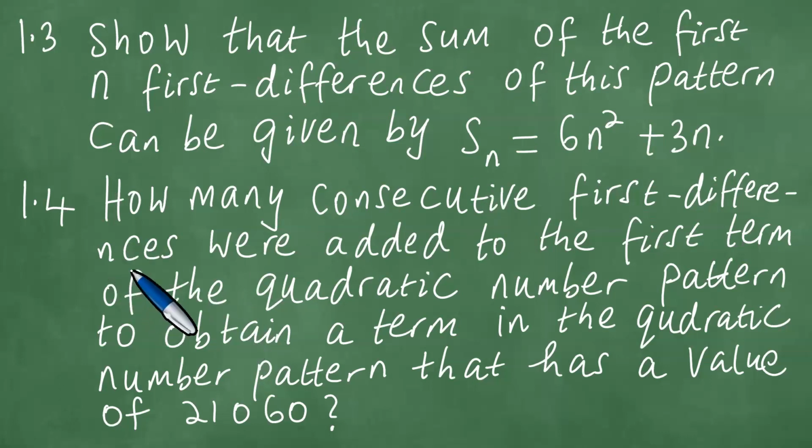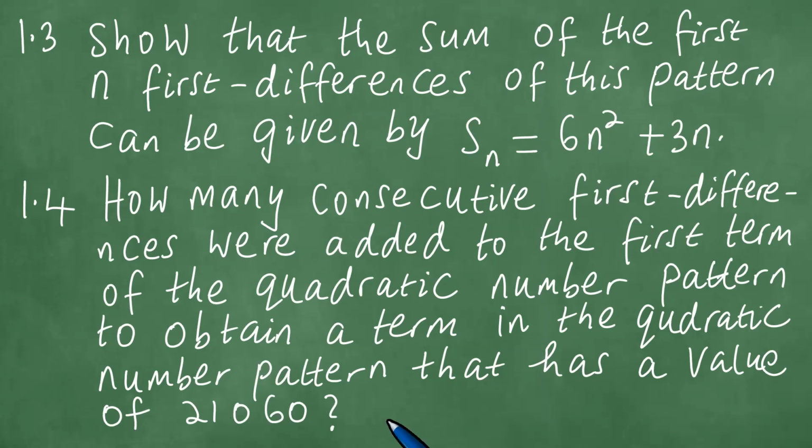1.4. Okay. How many consecutive first differences were added to the first term of the quadratic number pattern to obtain a term in the quadratic number pattern that has a value of exactly 21,060?